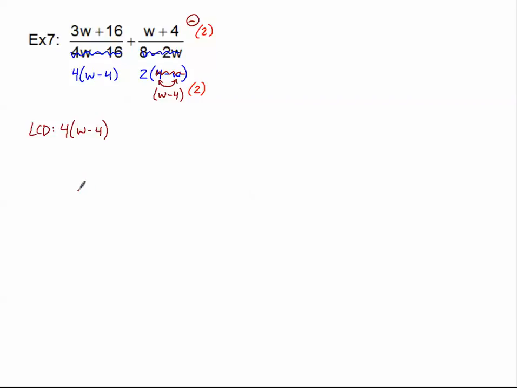Okay, so let's see. This fraction here has the same denominator, and this fraction will become 2 times 2 times w minus 4. It will become the same denominator. This does not change since this fraction has not changed yet. This one up top, I should probably put this in parentheses so I can distribute a negative 2 here and a negative 2 here to make negative 2w minus 8.